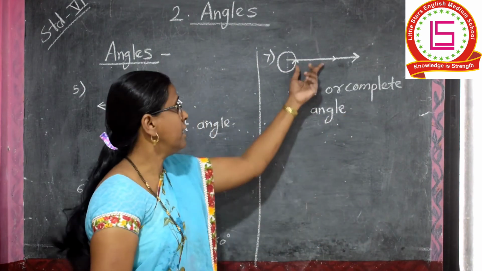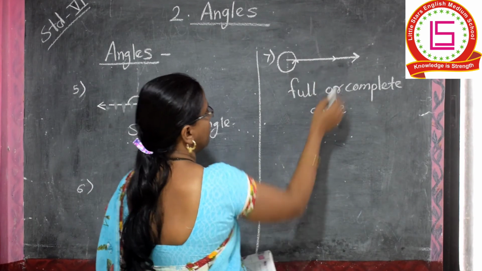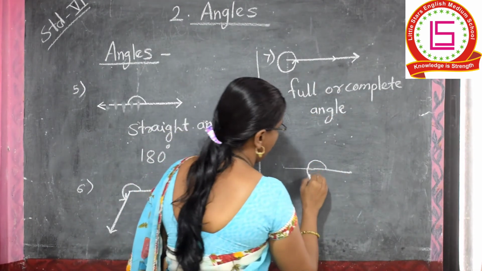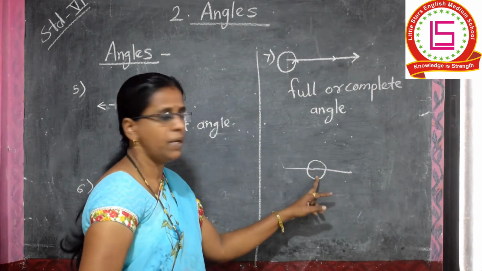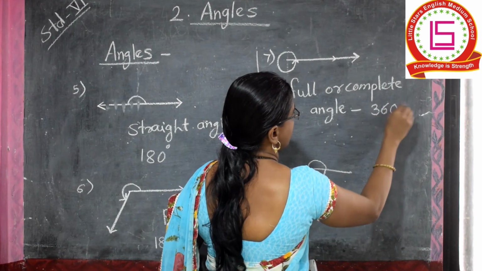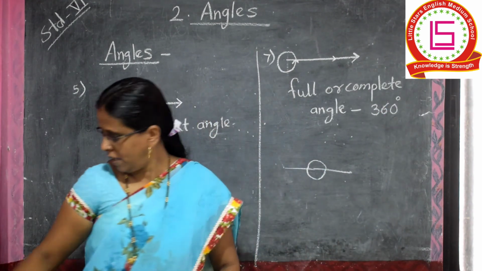And its measure is, see here, straight angle 180 degrees and this 180 degrees. So 180 plus 180 is 360 degrees. The complete angle's measure is 360 degrees. Okay.